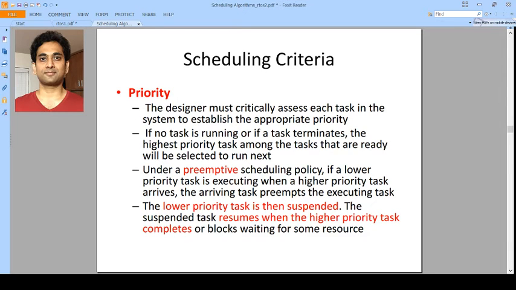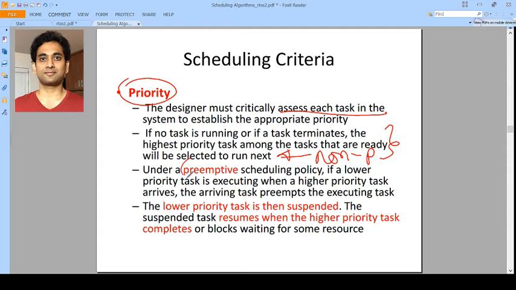Now, scheduling criteria based on priority: the designer must critically assess each task, and then if no task is running or a task terminates, the highest priority task among the tasks will run next. So the priority is assigned by the designer, and the higher the priority, the higher the precedence in running next. This is non-preemptive.